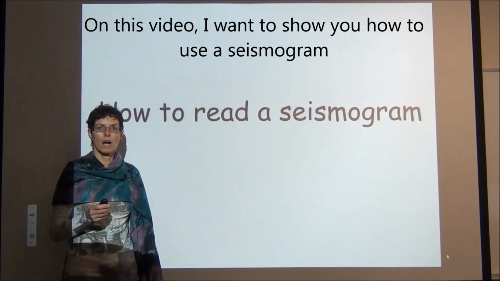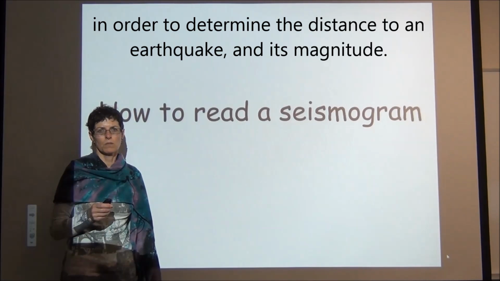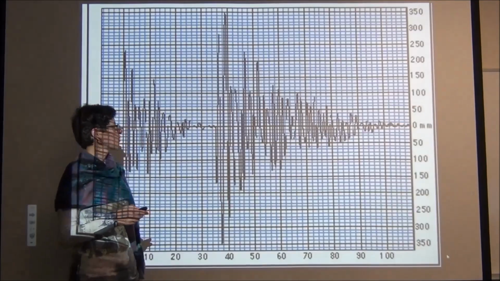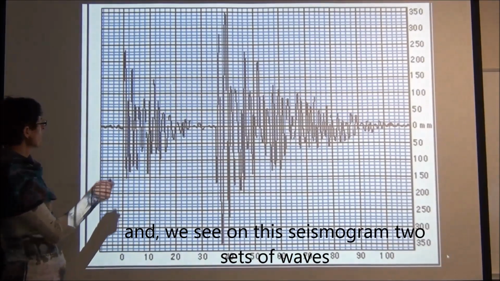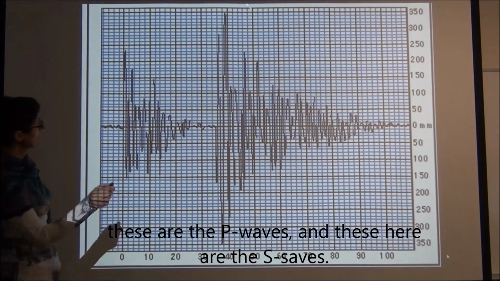In this video, I want to show you how to use a seismogram in order to determine the distance to an earthquake and its magnitude. So let's look at this seismogram here, and we see on this seismogram two sets of waves. These are the P waves, and these here are the S waves.